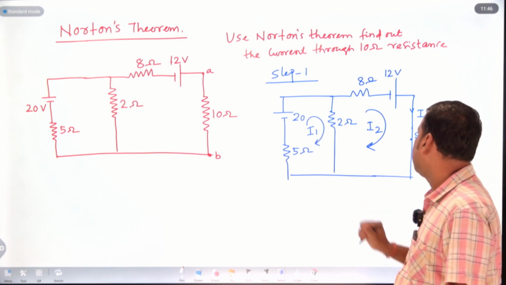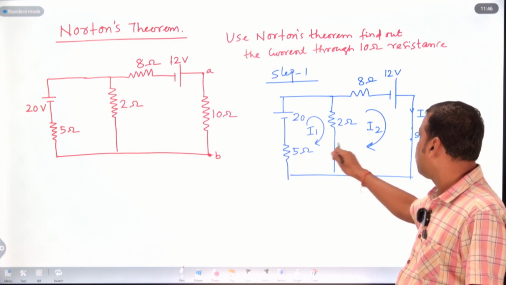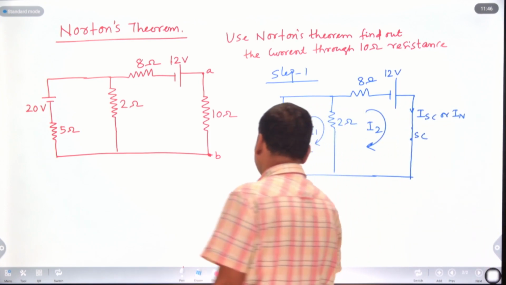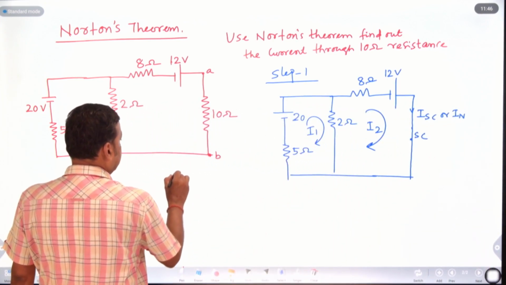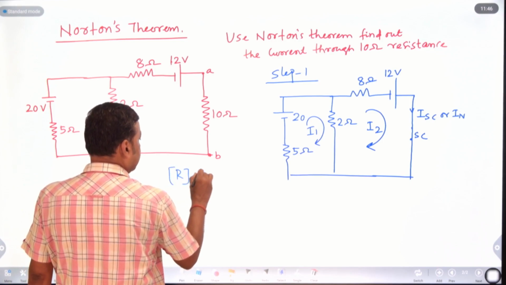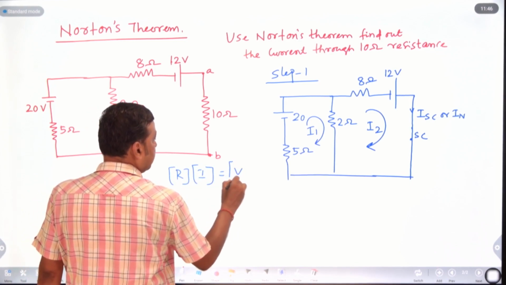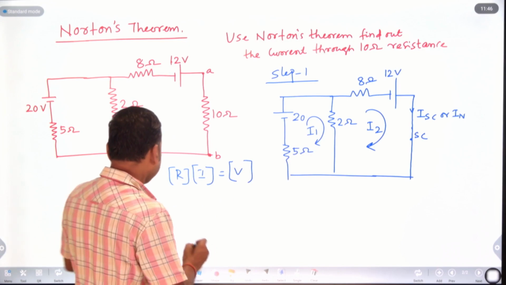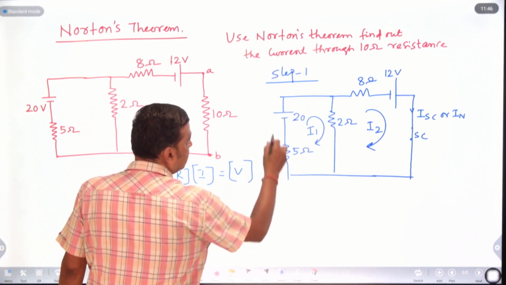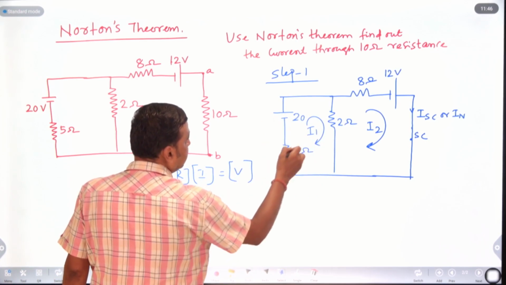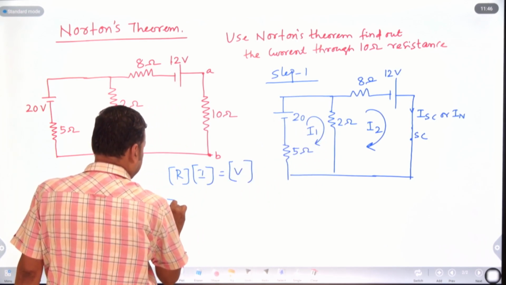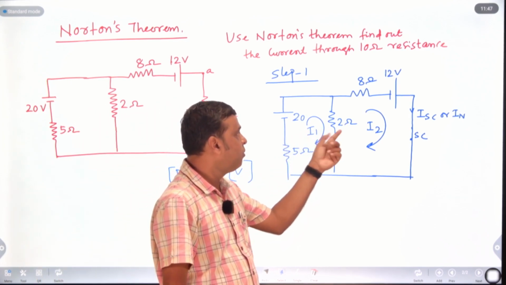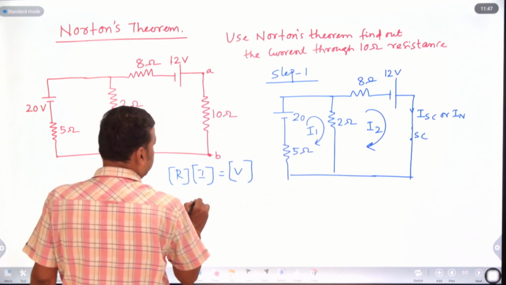Since it is a two loop circuit, a 2 by 2 matrix will form. As I told you in Maxwell's loop analysis, the resistance matrix into the current matrix is equal to the voltage matrix: R11, R12, R21, R22. R11 is the sum of the resistance formed by loop 1. In loop 1, how many resistances? 5 plus 2, that is 7. R11 is 7. Then R12 is the resistance common between loops 1 and 2. Only the 2 ohm resistance is common, so that is minus 2.